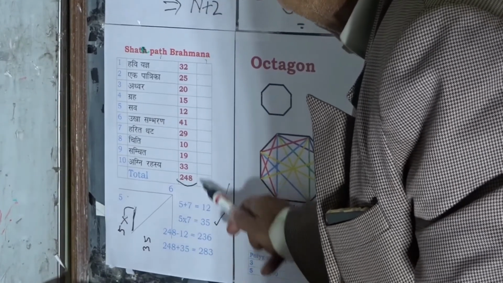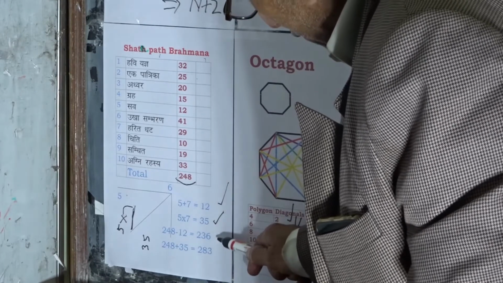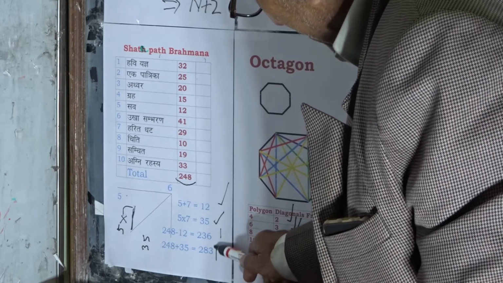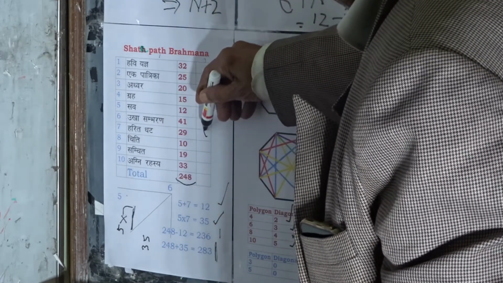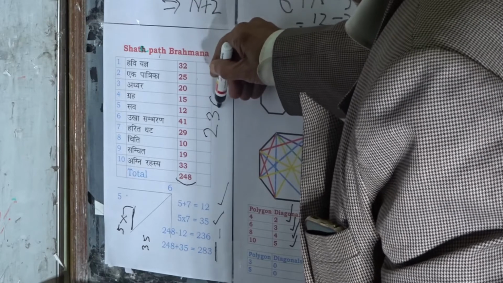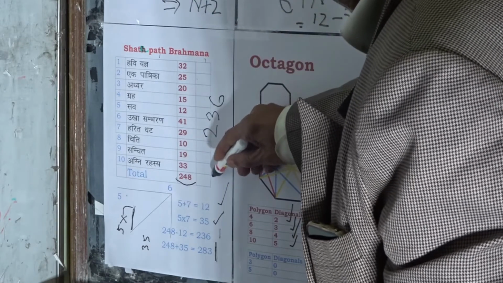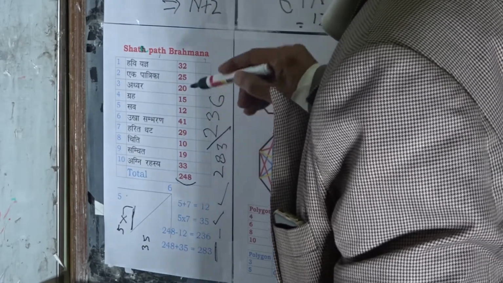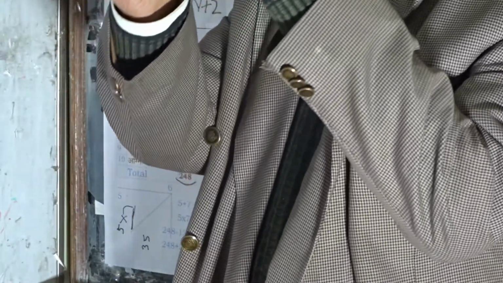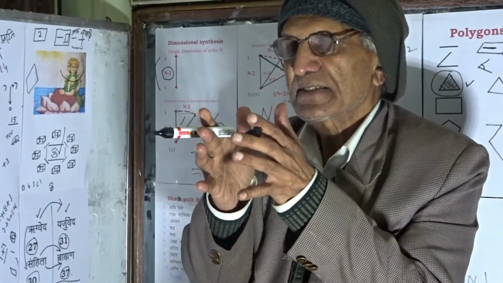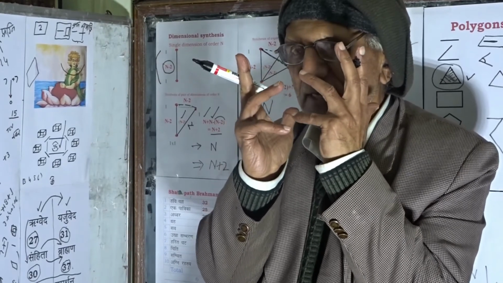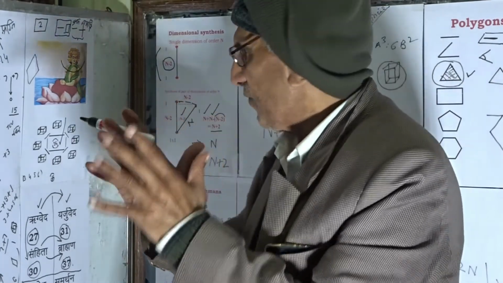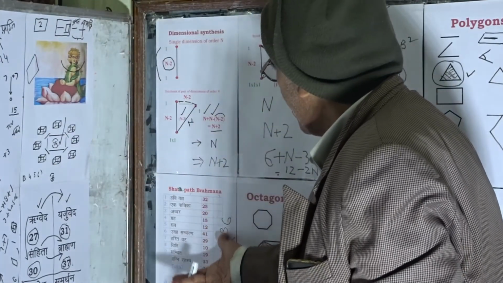Now see, 248 minus 12 gives us 236, while 248 plus 35 gives us 283. See, 236 is the total number of letters of the Ganita Upsutras, while 283 are the letters of the Ganita Sutras. See, the mathematics of Ganita Sutras, the organization format of Ganita Sutras, is parallel to the format of the Shatpath Brahmana.